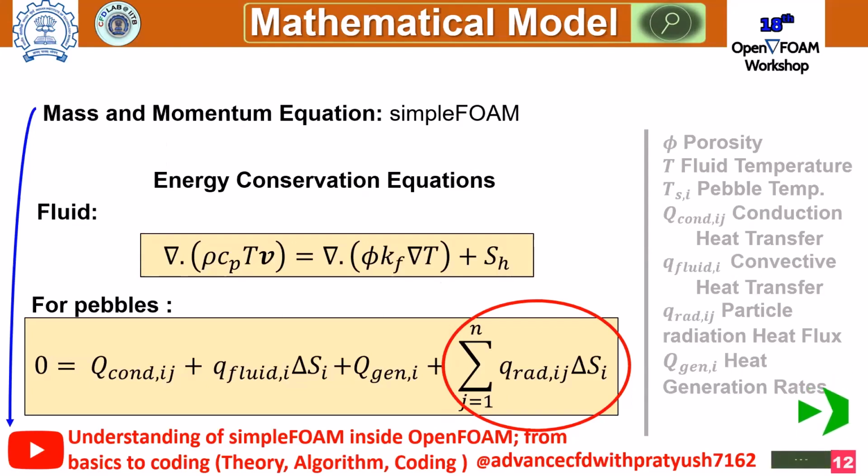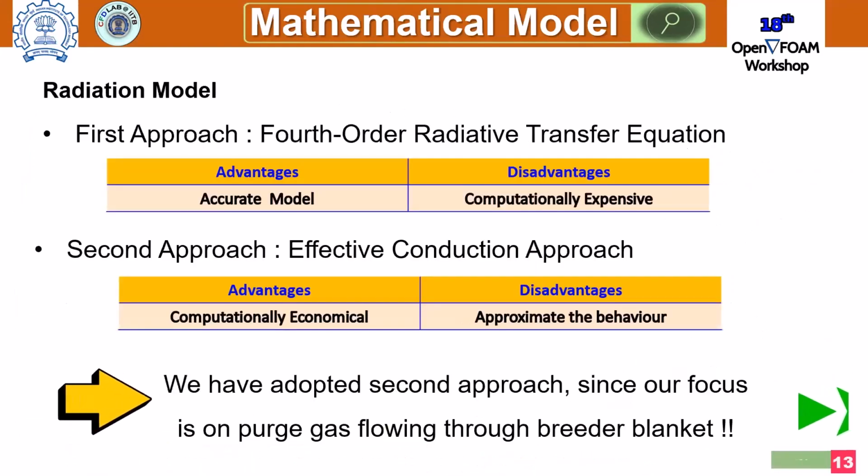To model the radiation, there are two approaches generally used in the literature. One is known as the fourth order radiative transfer equation. It has the advantage that it is a very accurate model, but it is computationally expensive. The second approach is the effective conduction approach, which is computationally economical, but it also approximates the behavior. Now my focus is on studying the behavior of the purge gas flowing through the packed bed. That's why I chose the second approach. And of course it is computationally economical, so it is a better option.